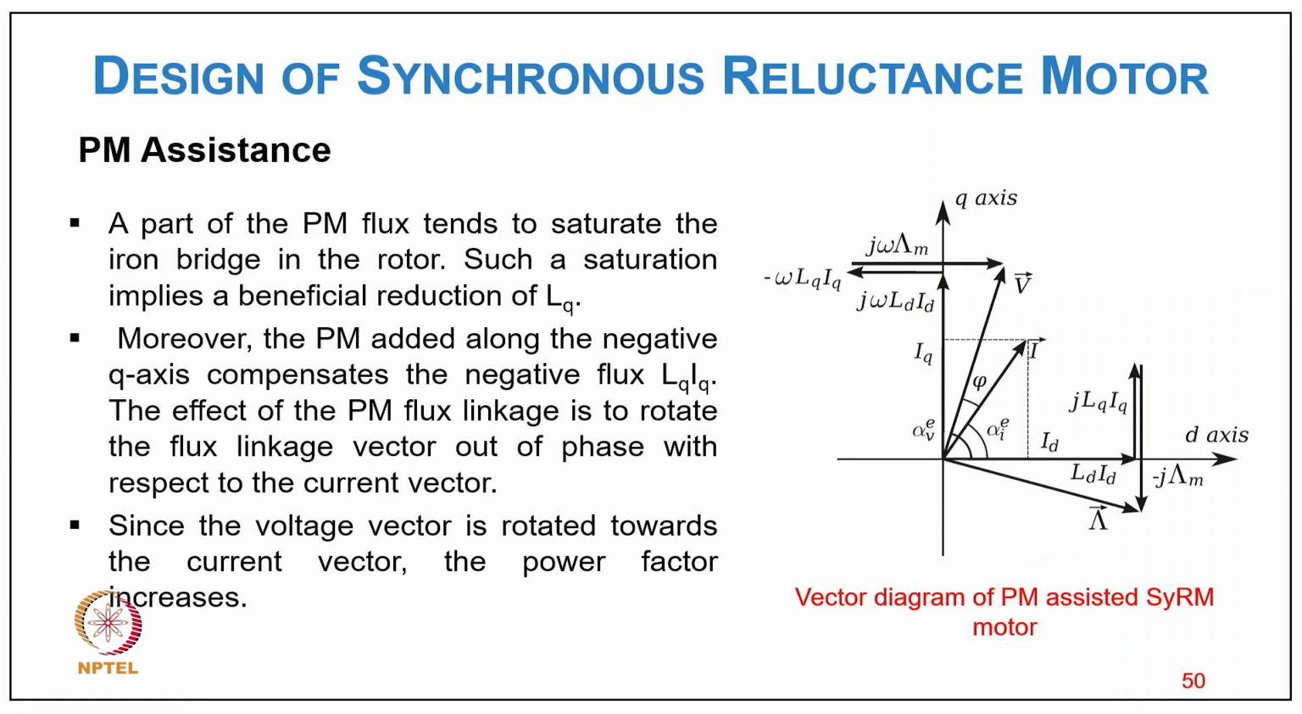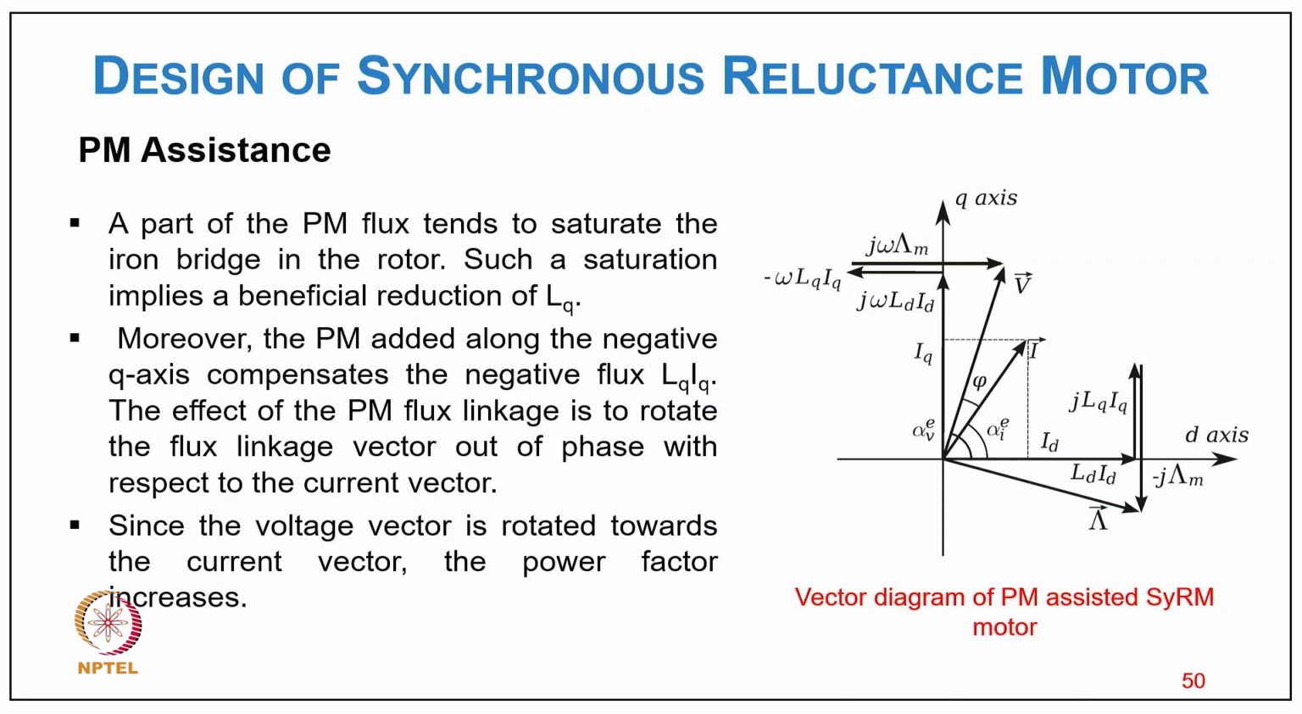So now, part of the PM flux tends to saturate the iron bridges of the rotor, and such a situation implies a beneficial reduction in the Lq. Moreover, the PM added along the negative q axis compensates the negative flux Lq-Iq, and the effect of the PM flux linkage is to rotate the flux linkage vector out of phase with respect to the current vector. Since the voltage vector is rotated towards the current vector, the power factor increases. Here you can clearly see the vector diagram of the typical PM assisted motor, where the power factor really gets improved because of the PM assistance.